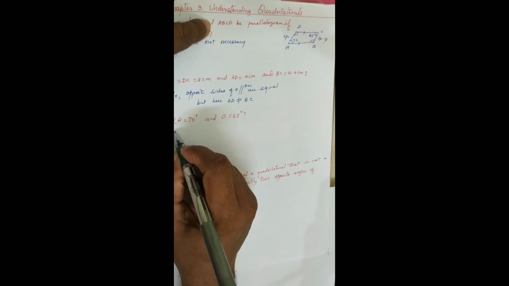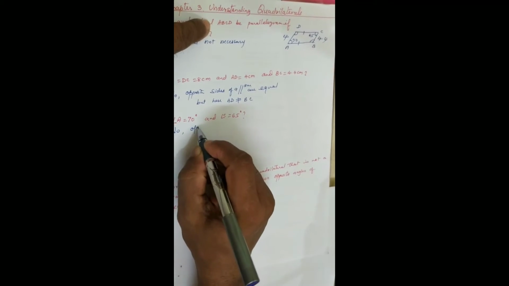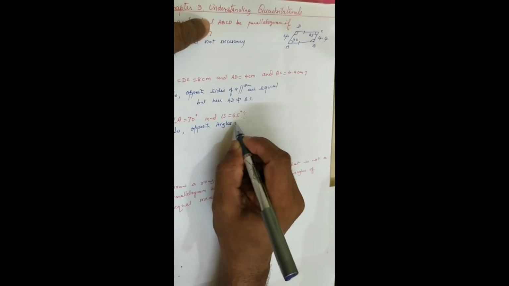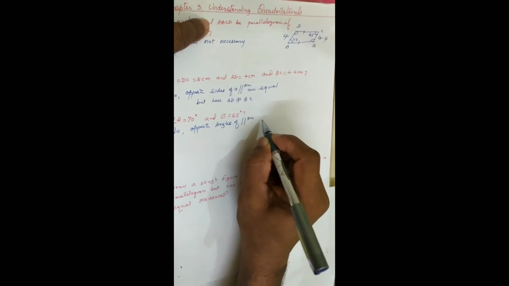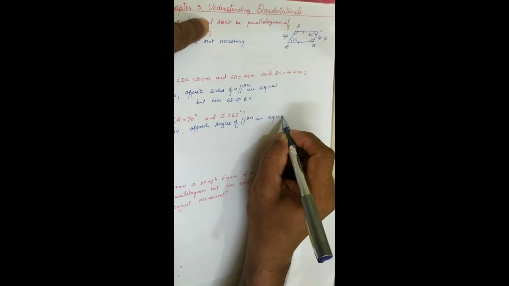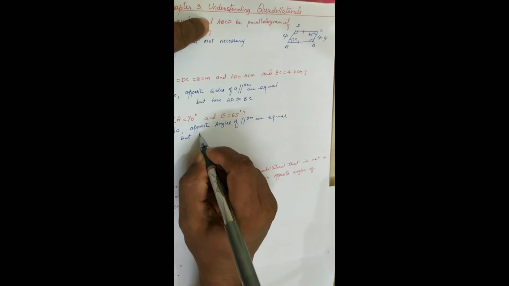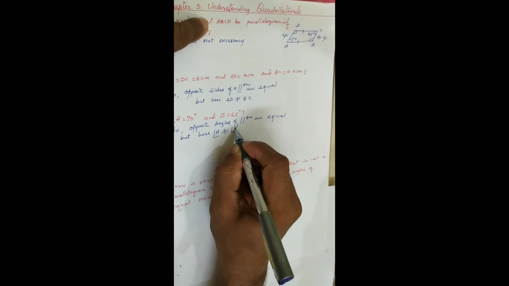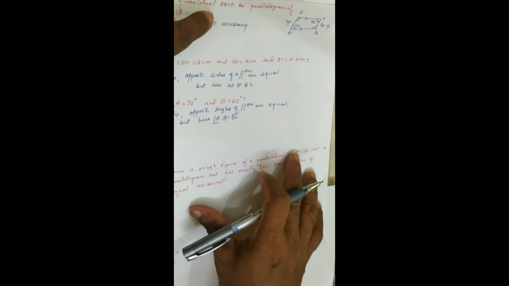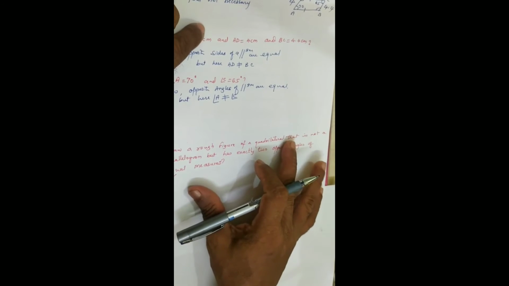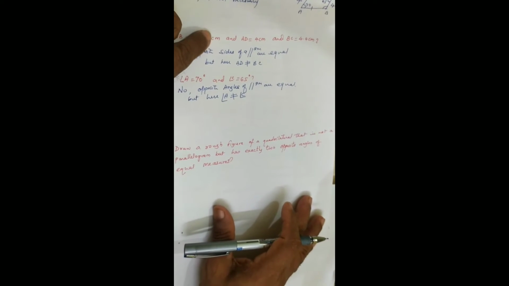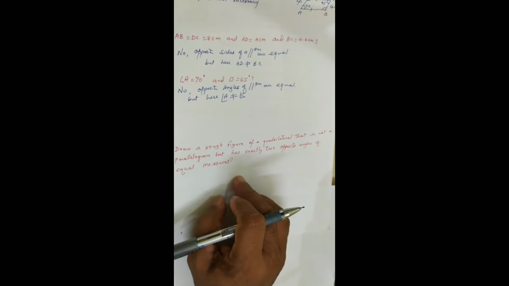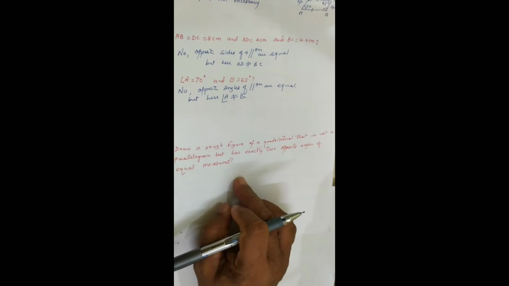So you have to say no. Opposite angles of a parallelogram are equal, but here angle A is not equal to angle C. Now we have been asked to draw a rough figure of a quadrilateral that is not a parallelogram, but exactly two opposite angles are of equal measure.